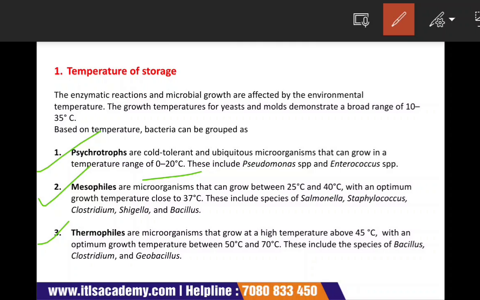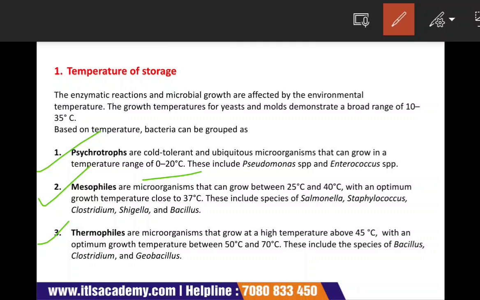The same question can be asked from this as well. What are mesophiles, or what is the optimum temperature for mesophiles to grow? Give any two or three examples of mesophiles, then this is the answer.